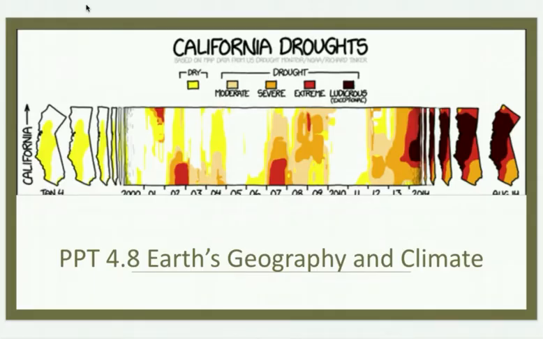4.8 and 4.9 are both short, so we're going to combine these into one video. So, Earth's geography and climate. Here we have a graph showing the increasing incidence of severity of drought in California from 2000 to 2014. This trend has only continued and gotten worse since then. As you can see, in 2000, there were some dry areas, but parts of the state were okay. By 2014, every part of the state is in some form of drought.